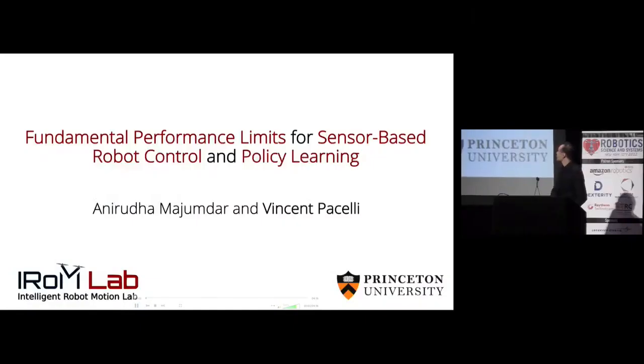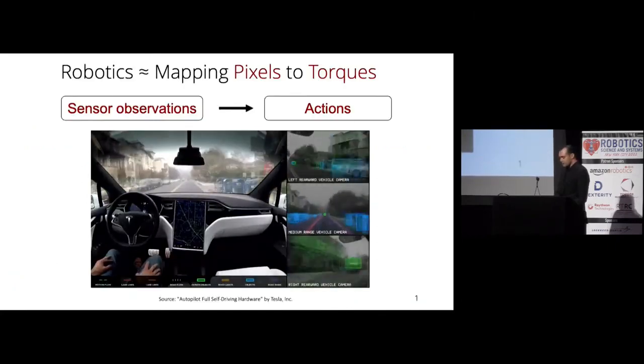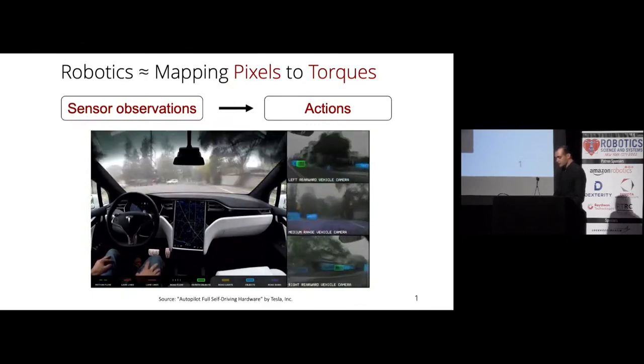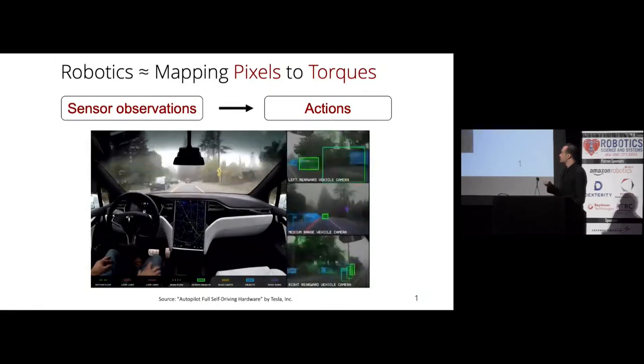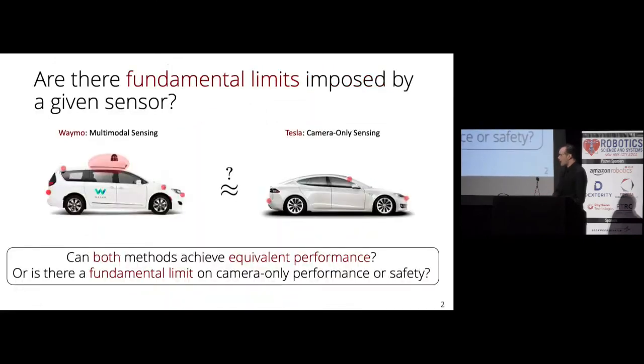Thank you. I'll be presenting our paper on fundamental performance limits for sensor-based control and policy learning. Problems in robotics often reduce to finding the right mapping between pixels or sensor observations to motor torques. However, it's not always clear what sensor observations we need to find the right motor torques for our task.